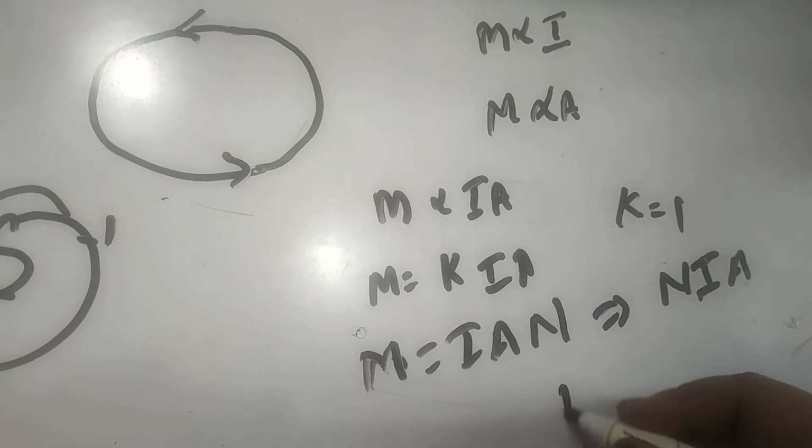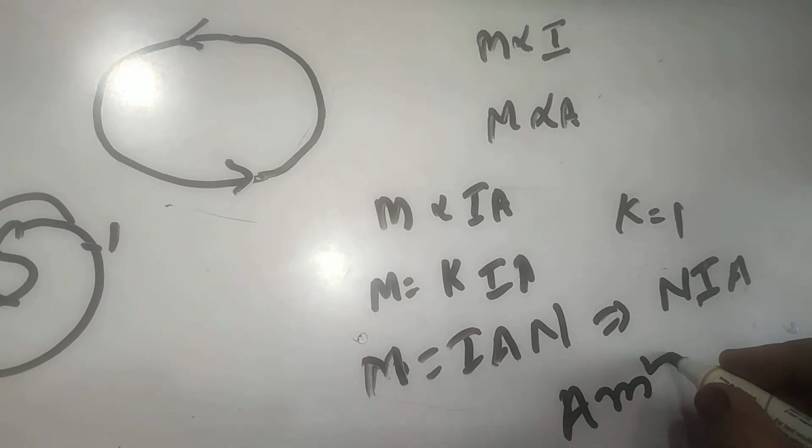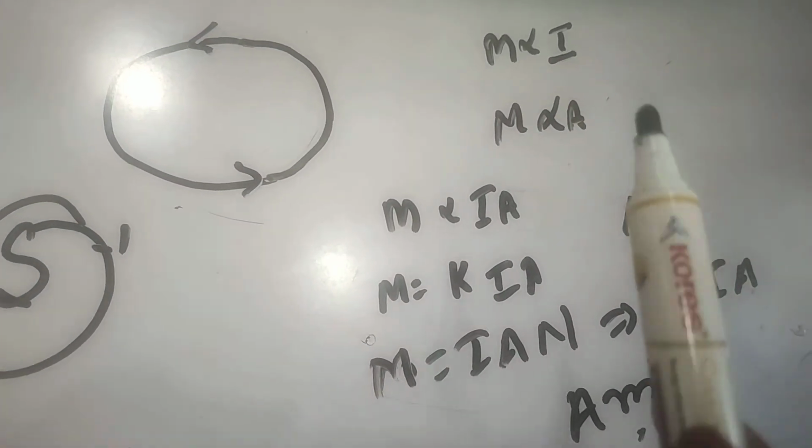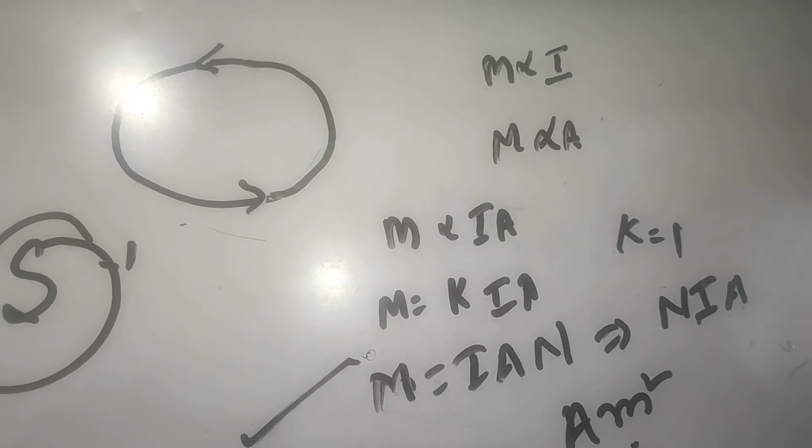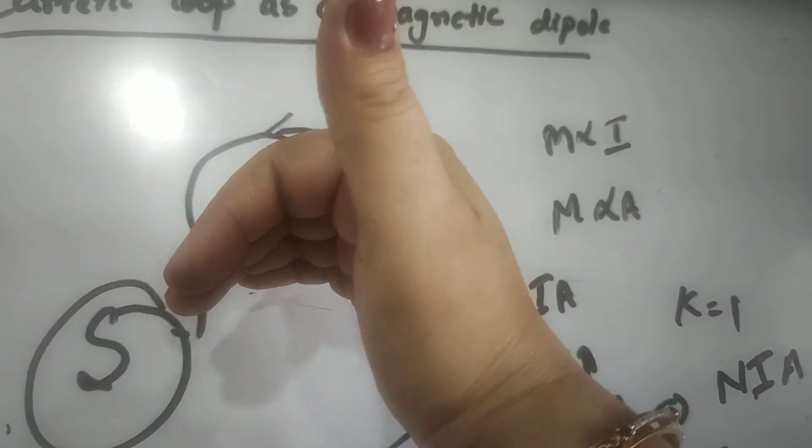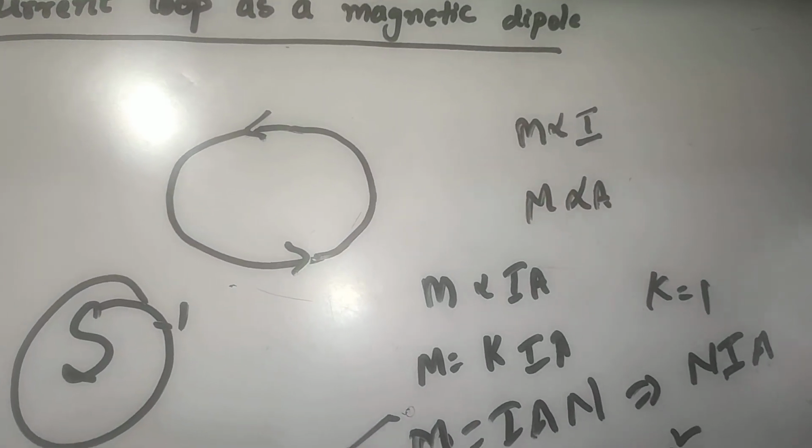So the unit will be ampere meter square, and the direction of this magnetic moment is given by the right hand rule. So the direction of current is this, so the magnetic moment is upward.